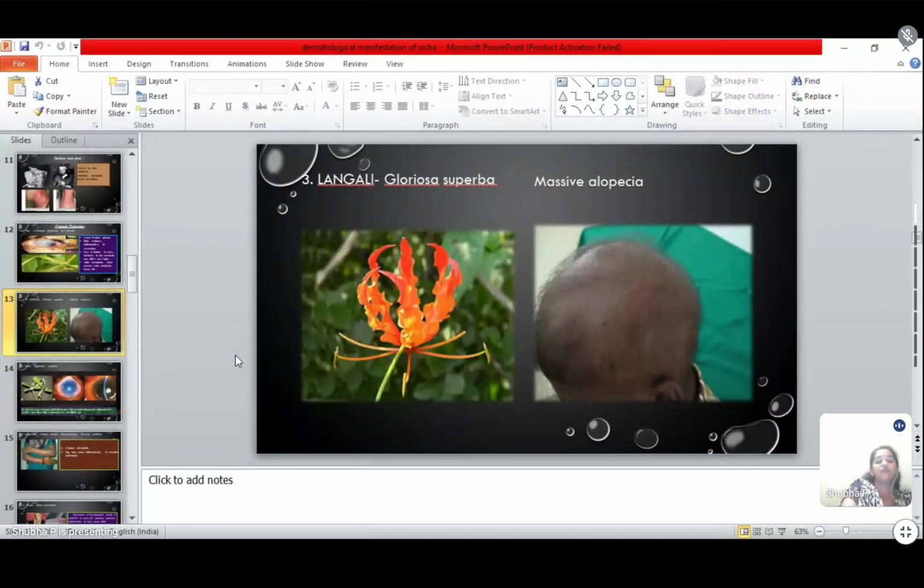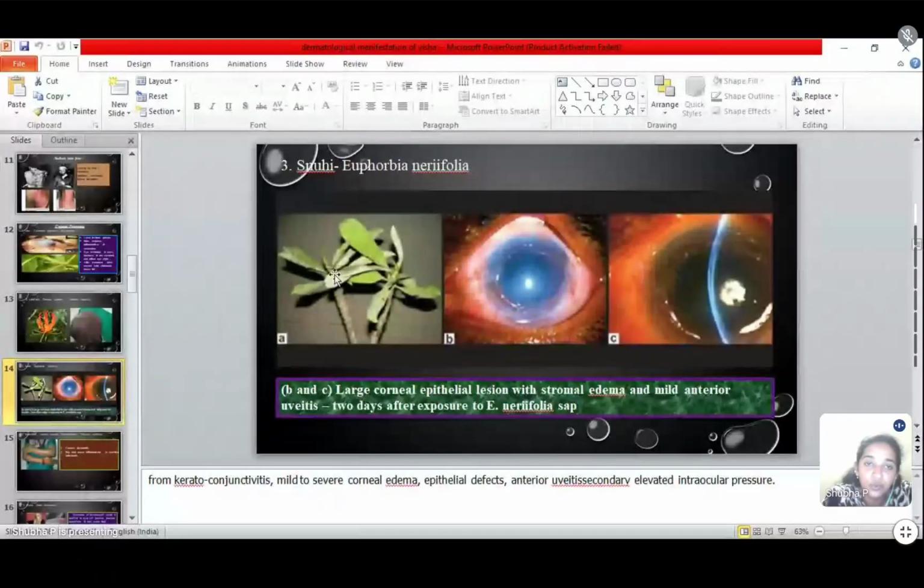The maximum time is 24 hours, but if that is not possible, it should be kept for at least 6 hours. If any changes such as wheals, irritation, itching, or any skin changes appear, they need to be noted, and later such medications should be applied.